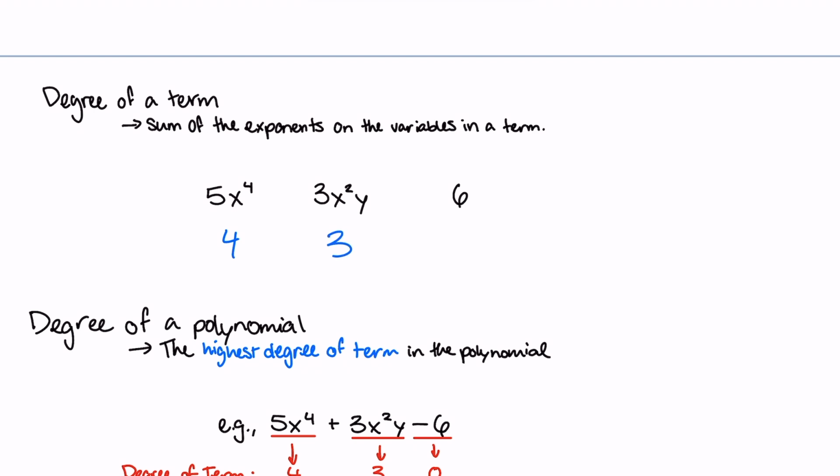If a term has no variable, like a number such as 6 for example, its degree is 0. This is because you can think of it as multiplying that number by a variable raised to the power of 0, which does not change the expression at all, since any number raised to the power of 0 is 1.